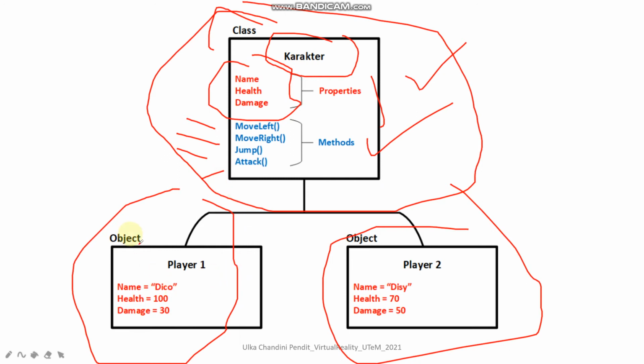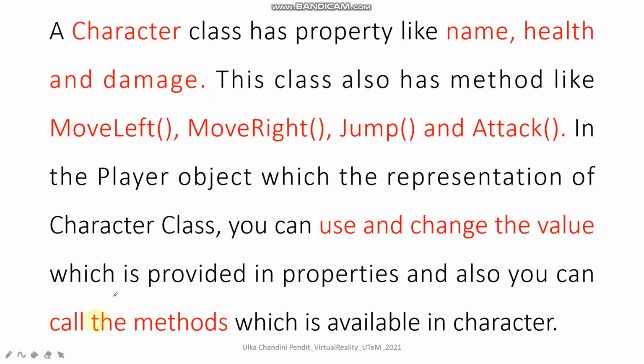And how about the object, the character of the object? For example, from here the properties are: player 1, name Deco, health 100, damage 30.